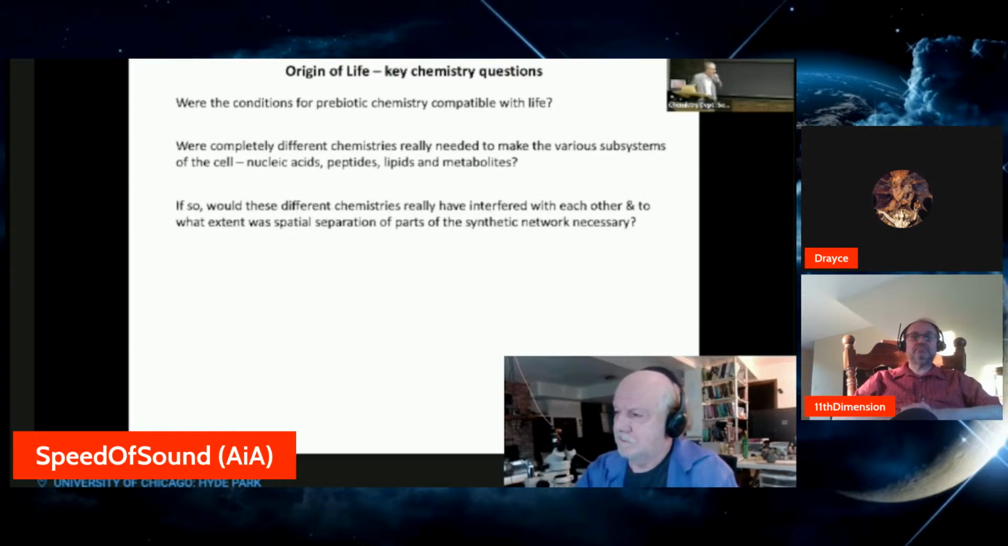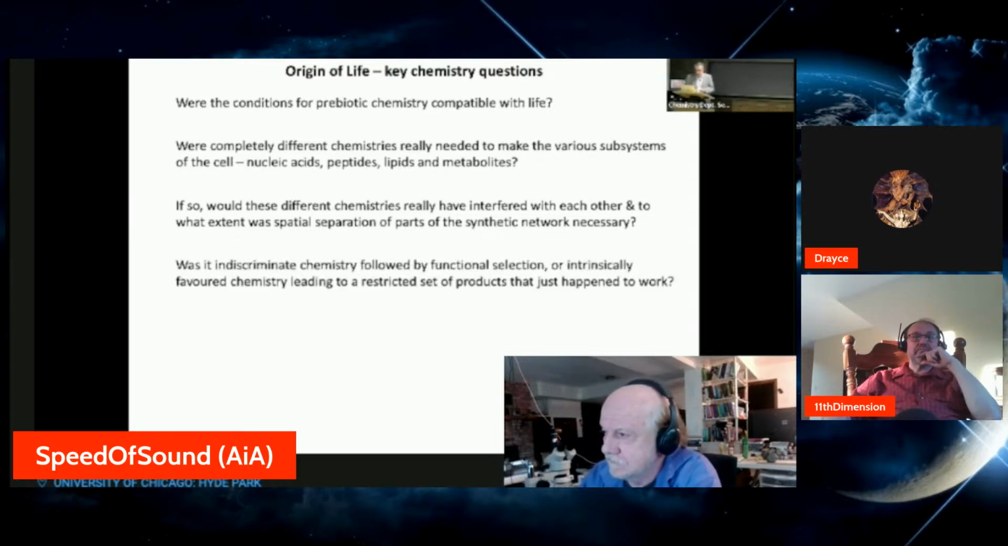Because if so, would these different chemistries really have interfered with each other? And to what extent would you have to separate bits of chemistry to stop that interference taking place? Was the chemistry indiscriminate chemistry like the Miller-Urey chemistry, where you make not just traces of the amino acids that you want as well, and it just so happens that you have a few compounds that you want in a morass of other compounds that you don't want? Or was it an intrinsically favored chemistry leading to a restricted set of products that just happens to work?